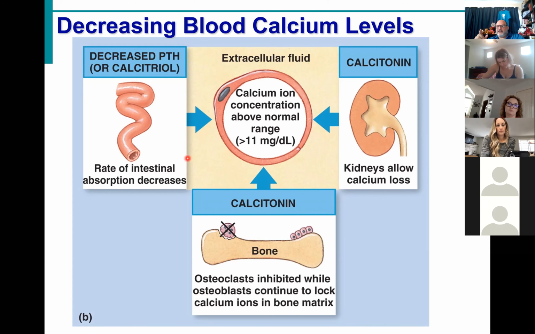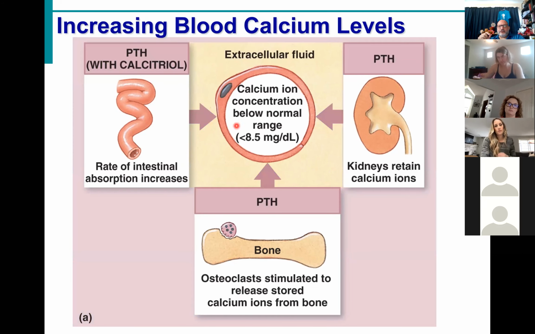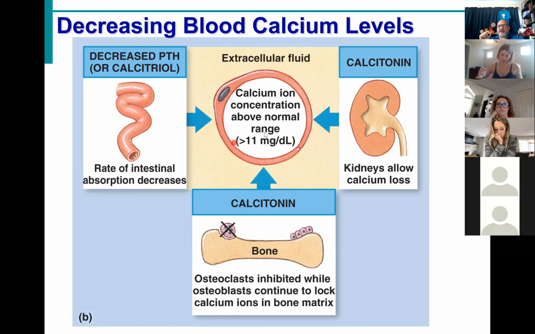Now, there's one other point that I want to make for you. Notice as you look at this, look at what the low level is, 8.5 milligrams per deciliter. Look at what the high point is, 11 milligrams per deciliter. Now, you don't have to memorize these numbers, right? Are these numbers useful? Absolutely.